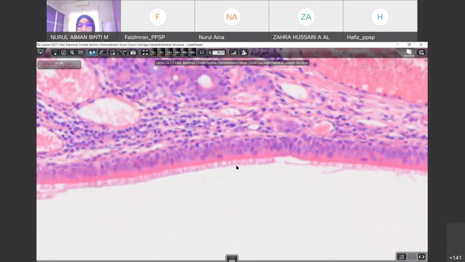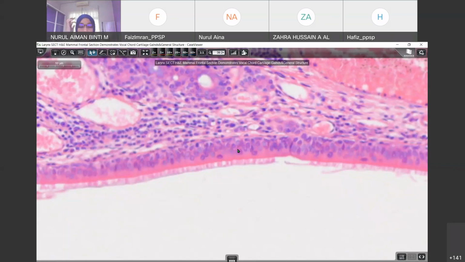I'm not sure whether your view is different from mine. Can you see this color is a little bit purplish, Zara? Yes, purplish, right? Can you see the difference? Okay, yeah.